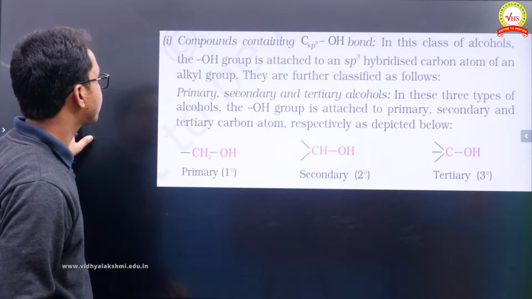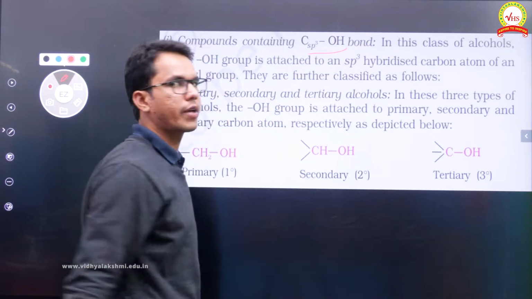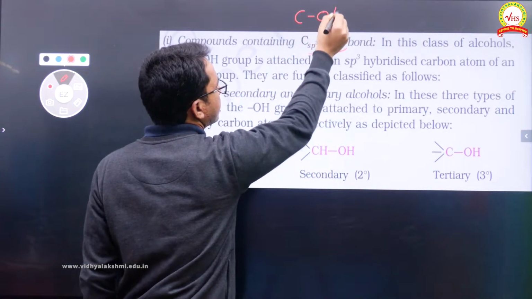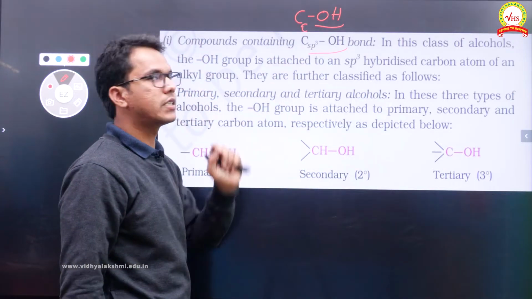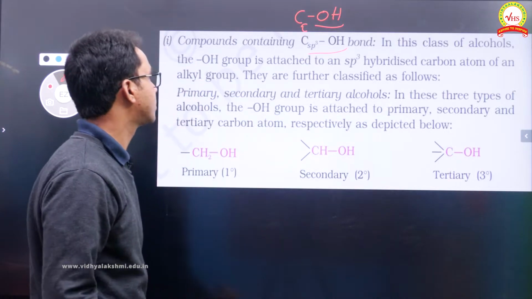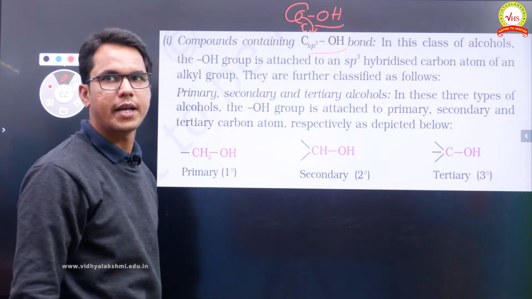Let us go with the type of carbon where the OH bond is connected. Generally in organic chemistry, for alcohols, this OH group should be connected to a carbon, and the classification is based on the hybridization of this carbon. Let us go with the first one: if this particular carbon is sp3 hybridized, simple one.